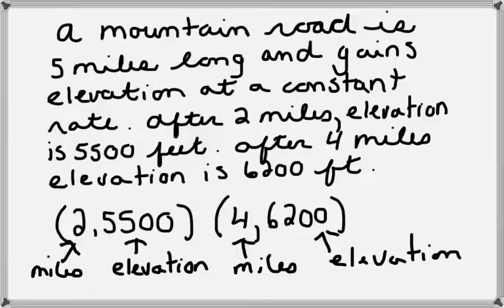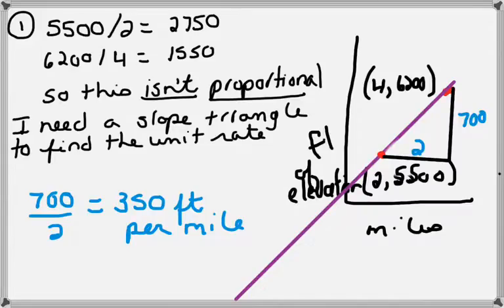So the question told you the mountain road is 5 miles long and it gains elevation at a constant rate. After 2 miles, the elevation is 5,500 feet. After 4 miles, it's 6,200 feet. The first thing I did is I recorded the information they gave me as ordered pairs. So (2, 5,500) and (4, 6,200).